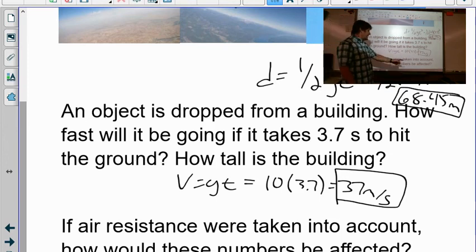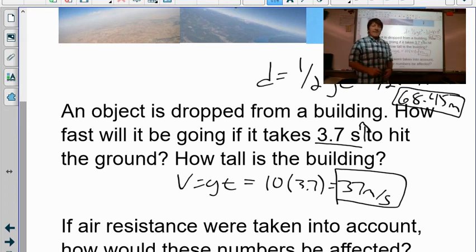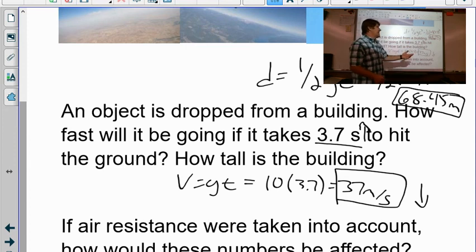If air resistance were taken into account, how would these numbers be affected? Well, if you drop something off of a building and air resistance is taken into account, it's going to fall slower. And if it's falling slower, this 3.7 seconds will increase. It will take longer to hit the ground because it won't be going as fast. And then that will throw this completely off. So this number here, the 37 meters per second, would go down, and the time to hit the ground would go up. The building would still be the same height. It would just take longer to fall, and it wouldn't fall as fast.